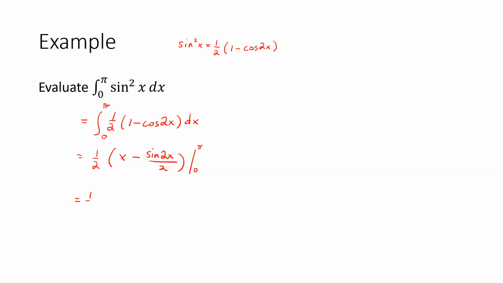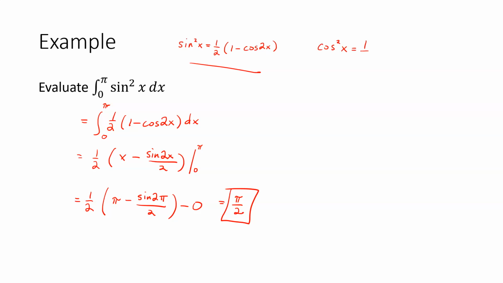And let's see, when we evaluate it at pi, we get pi minus sine of 2 pi over 2, minus, when we evaluate it at 0, we'll just get 0. And sine of 2 pi is 0, so we're just left with 1/2 times pi, or pi over 2. So we see that when we see just sine squared in the integral, this identity will be very useful. Or if we see cosine squared, the other one will also be a handy one.